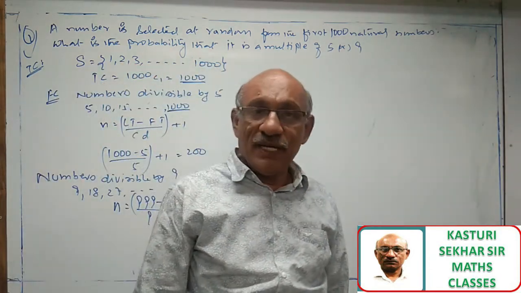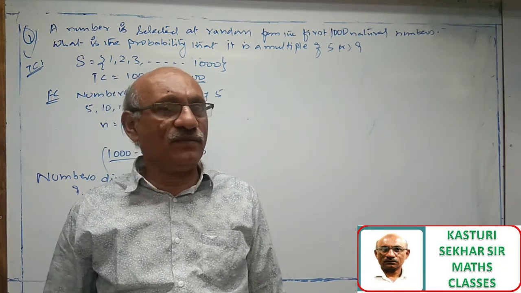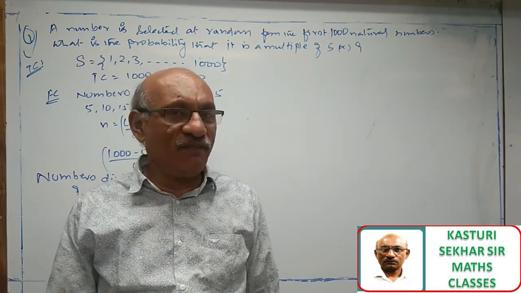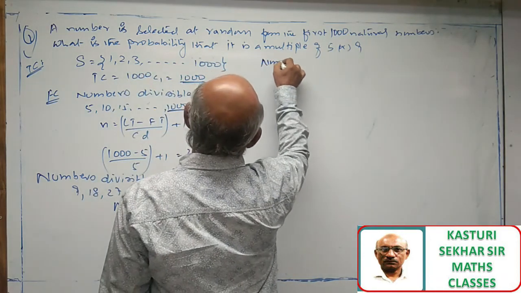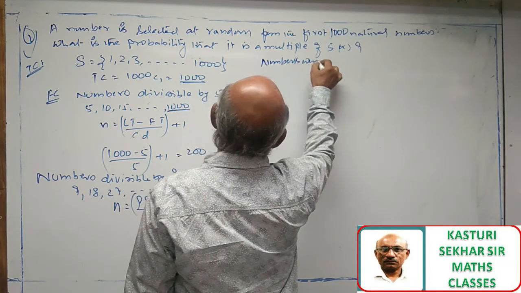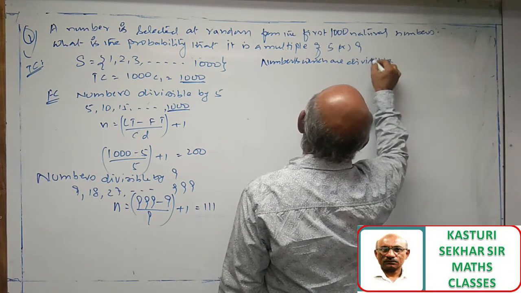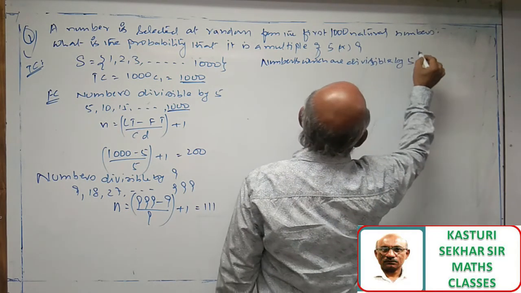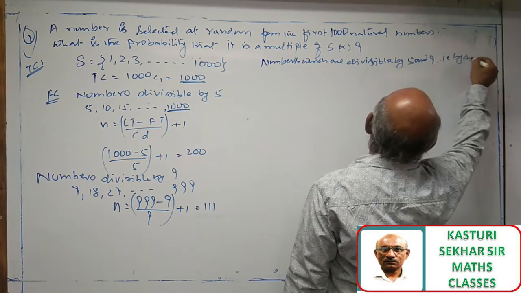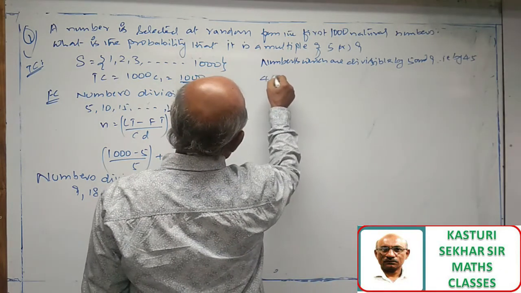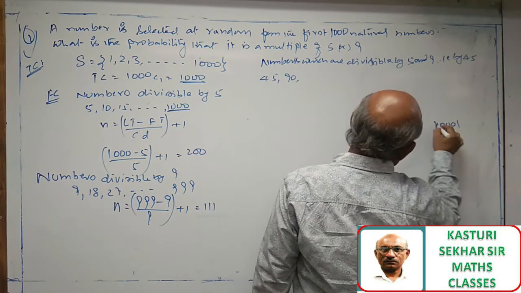But in this case, there are some numbers which are double counted. For example, 45. 45 is divisible by 5 as well as by 9. So numbers which are divisible by 5 and 9, that is by 45: 45, 90, and so on. 1000 is not divisible, sir.